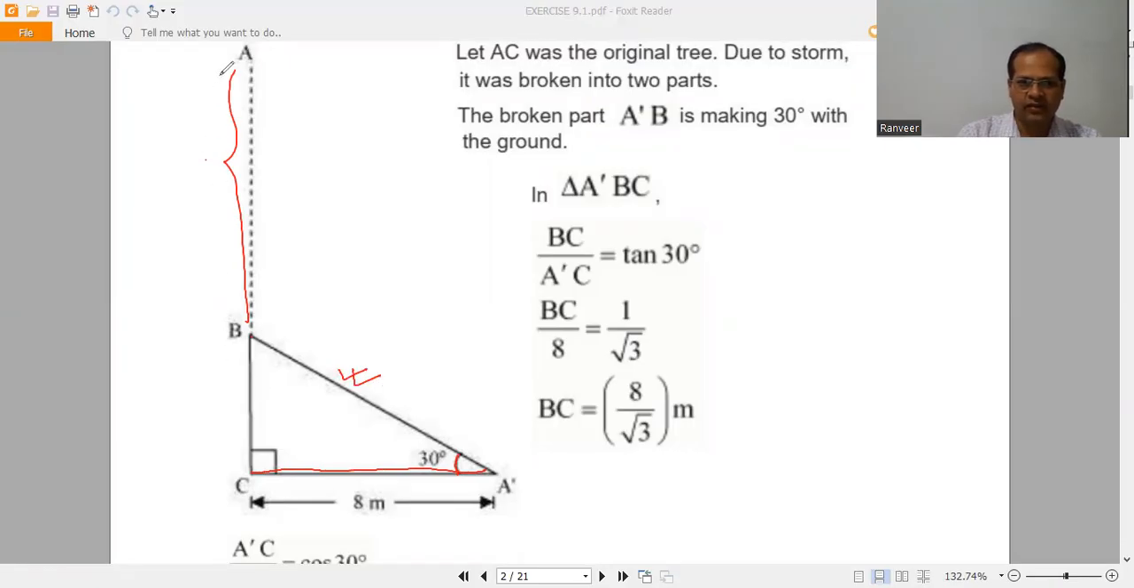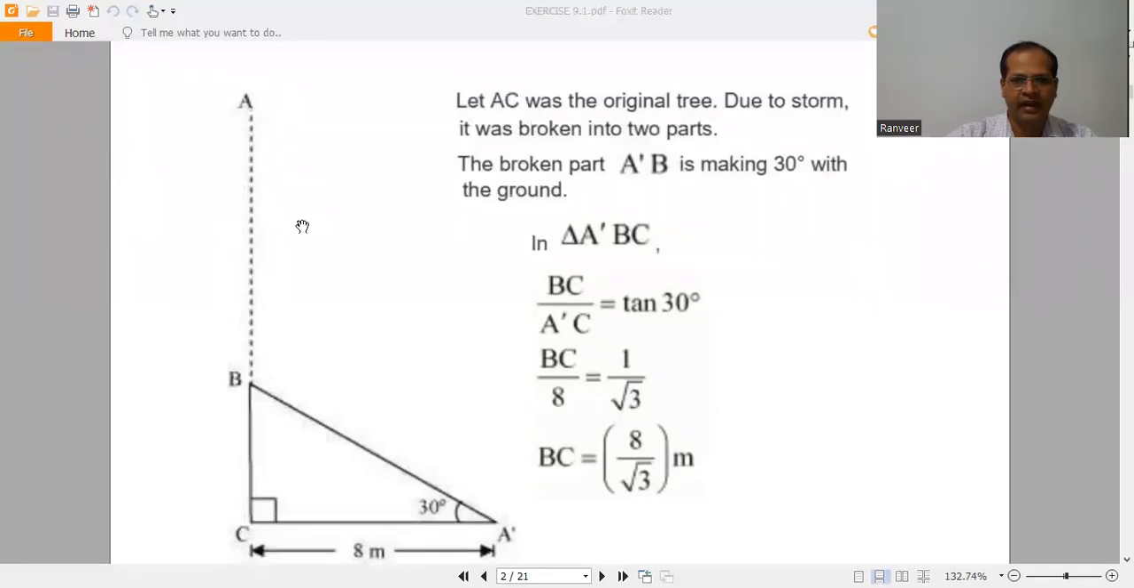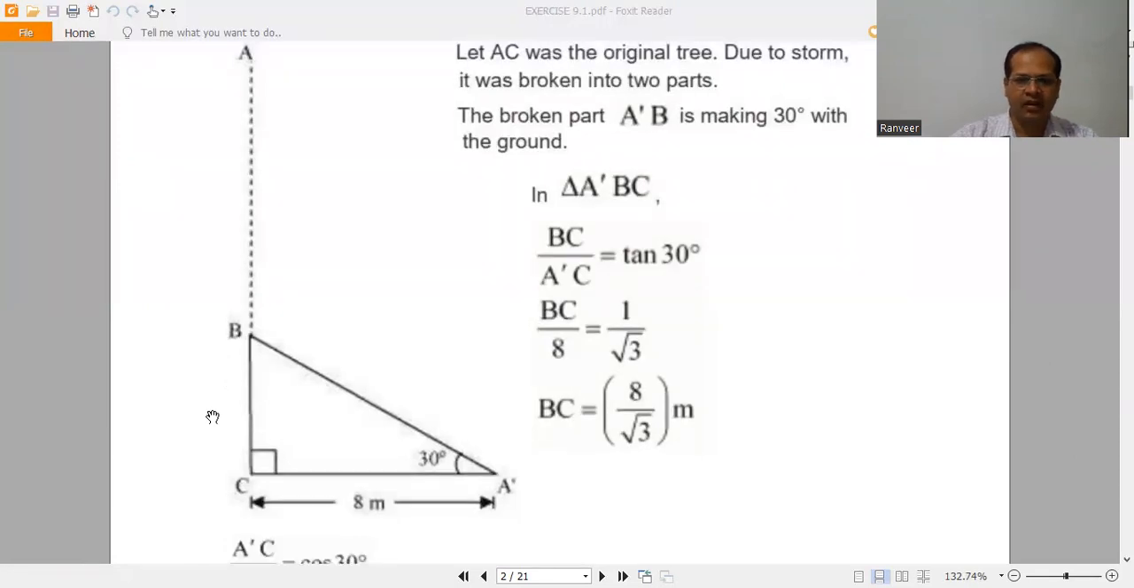So the total length is this length plus this length, correct? Once we add AB plus BC, then only we can find the total length. Now, in triangle A dash BC, this angle is 30 degrees. First of all, we have to find out this length.